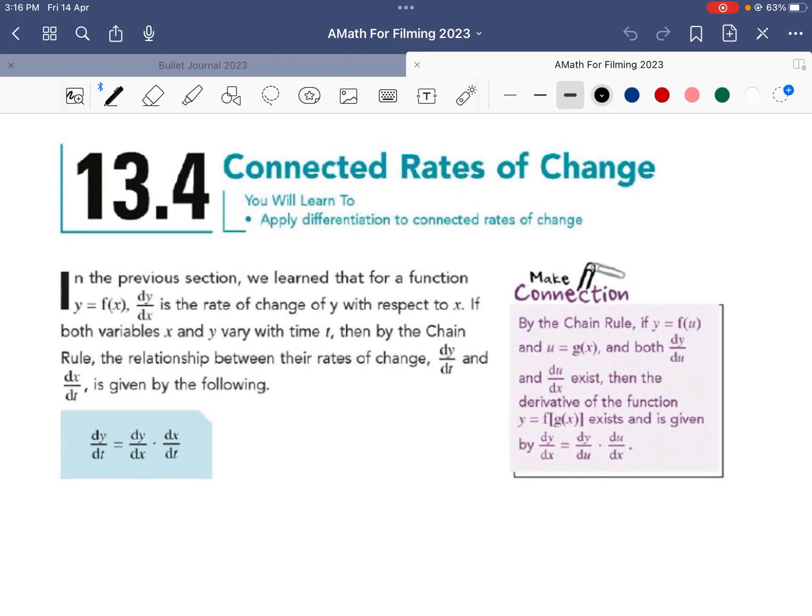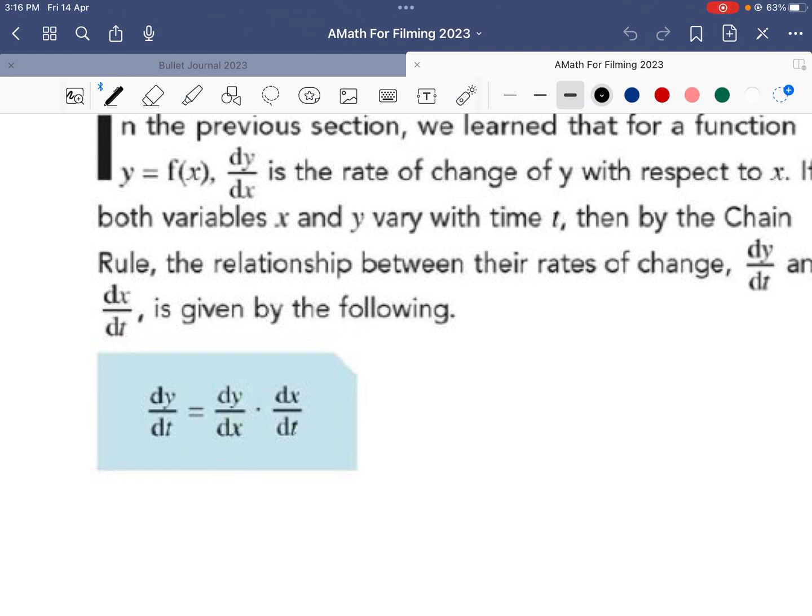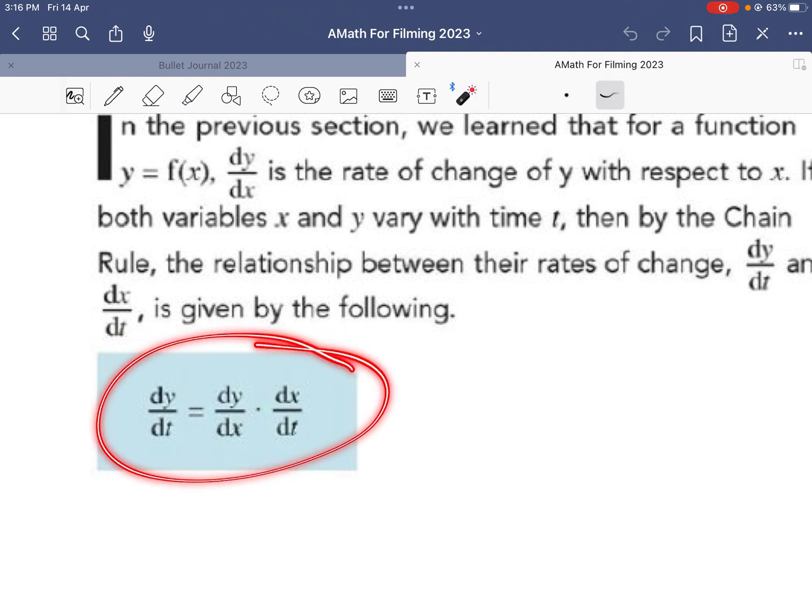Today we're going to start on 13.4, which is connected rates of change. We have learned about the chain rule. So today the very first thing is that we learn that the rates of change can be connected. One of the most important relationships for this chapter would be this.